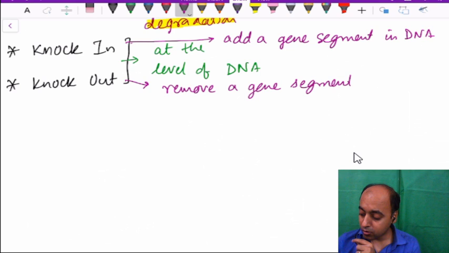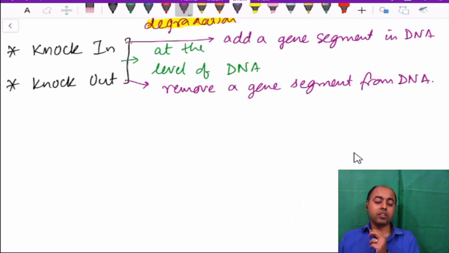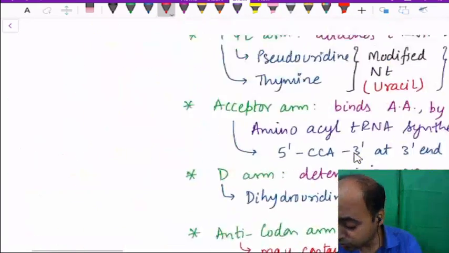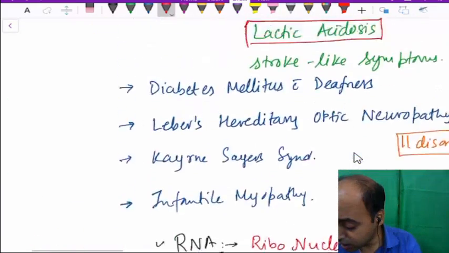Similar sounding term to knockdown, so please don't get confused. The knockdown is occurring at the level of messenger RNA in the cytoplasm. The knock-in and knockout are occurring at the level of DNA. In knock-in, you are adding a gene segment in the DNA, and in knockout, you are removing a gene segment from the DNA. No point in getting confused.